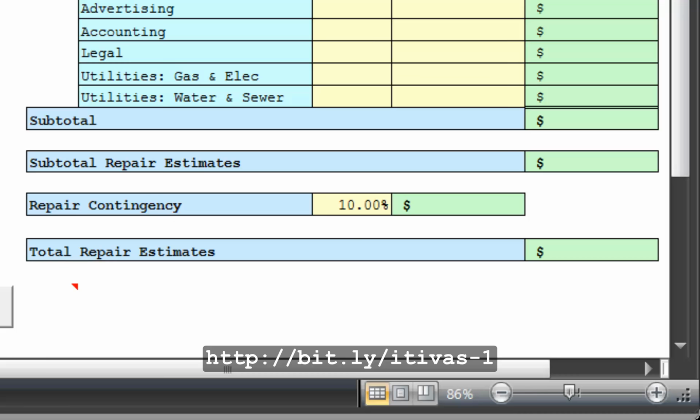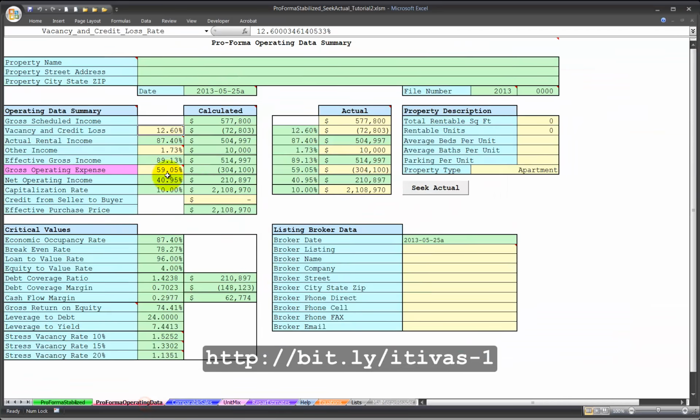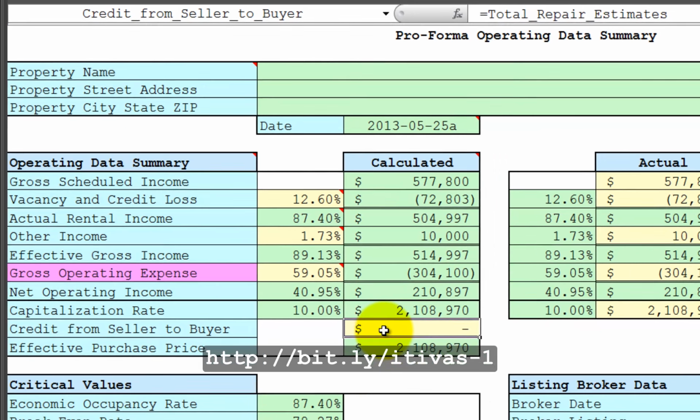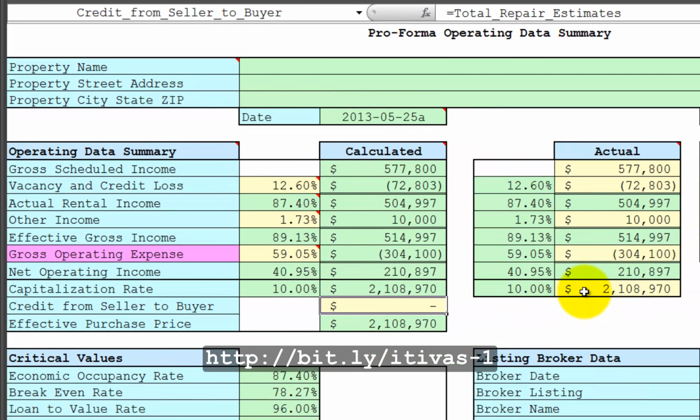Now on the pro forma operating data, there is a cell called credit from seller to buyer, and that is initialized with a reference to the total repair estimates cell on the repair estimates sheet. These values are copied into the mail merge templates so that the listing broker and the seller can see that even though you've calculated an offer price, you expect to get money back at closing to cover any repairs that you've estimated, and therefore there is an effective purchase price that would be less.